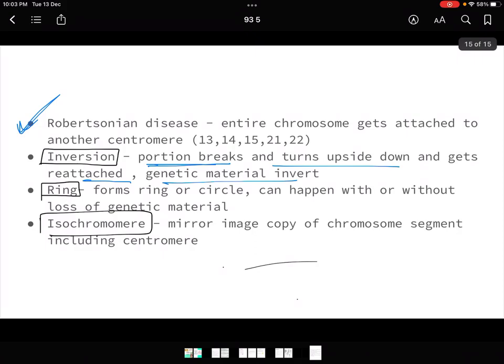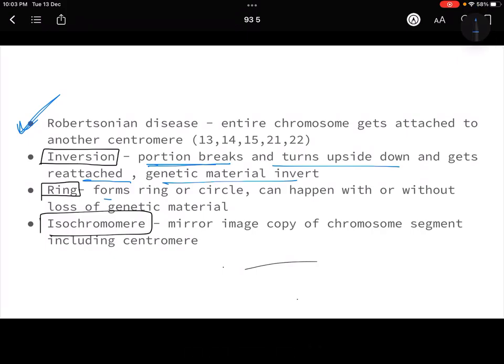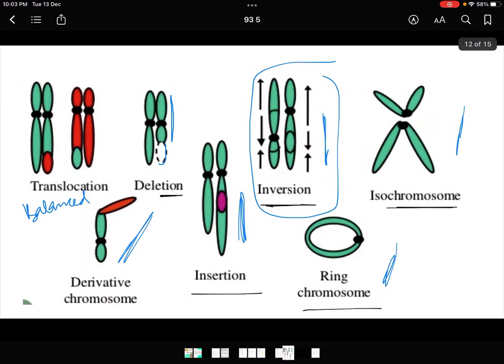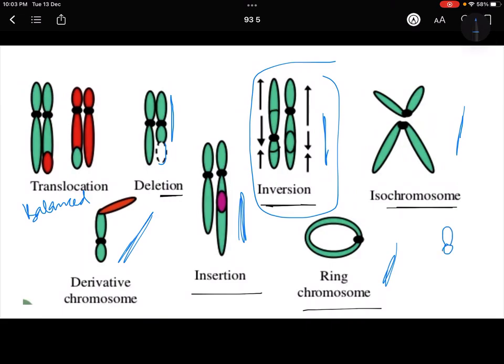Next comes ring. Now what happens in this? In ring, it forms a ring or circle, which can happen with or without the loss of genetic material. So ring is very simple. You can just see the chromosome should have been like this, but it forms a circle. So from here you can say it reattaches like this. The arms should have been straight, but they become circular and reattach themselves like that, right? So this becomes a ring.